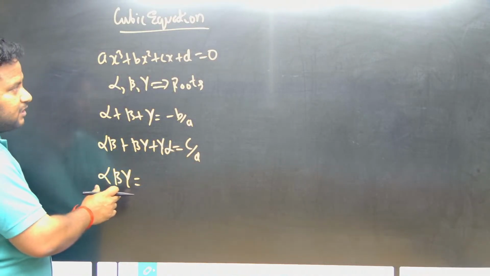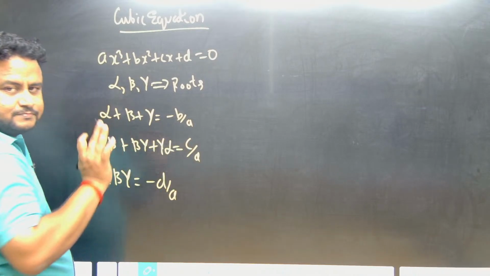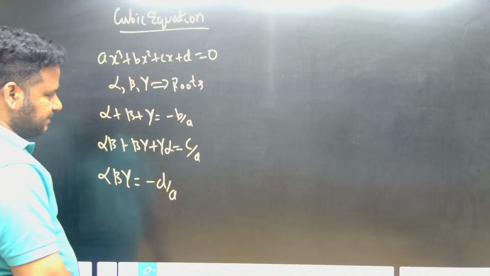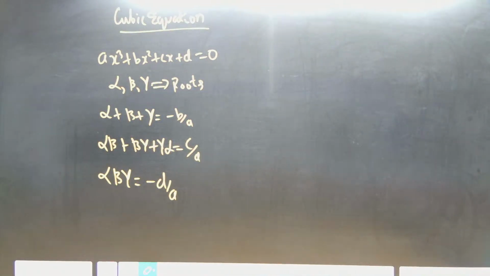But alpha beta gamma, the product of the roots, is what? Minus d by a. It is alternating, minus, plus, minus. Clear? This is how you will write it, minus d by a. Okay. For this, let us take an example and solve it.